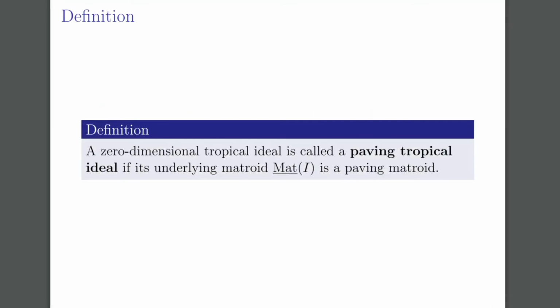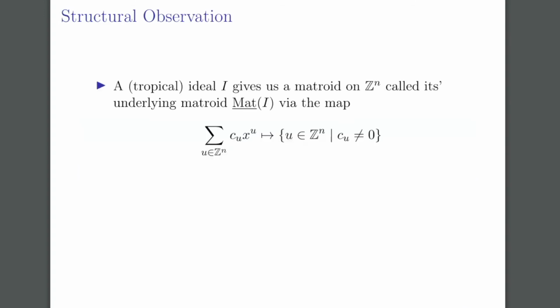A zero-dimensional tropical ideal is going to be called a paving tropical ideal if its underlying matroid is a paving matroid. So pretty simple. Tropical ideals are matroids that are ideals. And so if I want a paving tropical ideal, I just have an ideal that's also a paving matroid. So that's all we're doing here. And so it turns out paving tropical ideals are very nice because d-partitions are very nice.